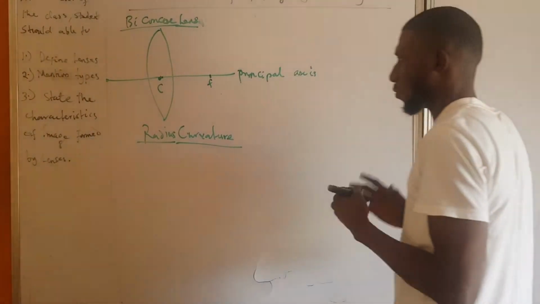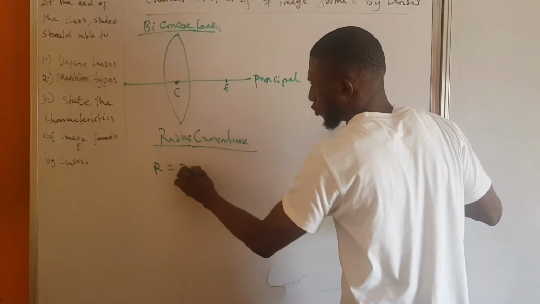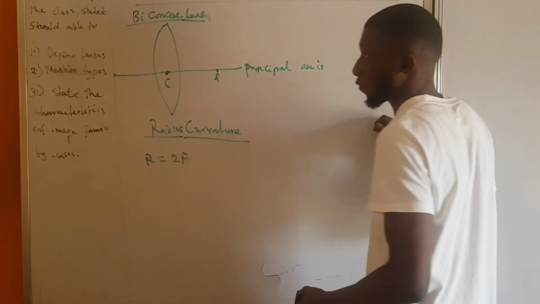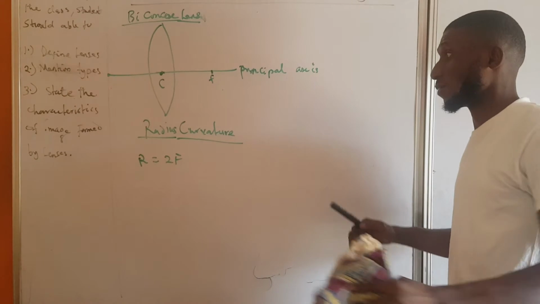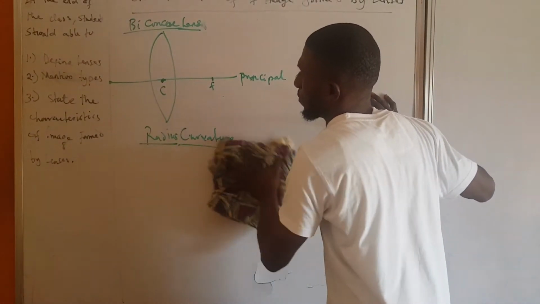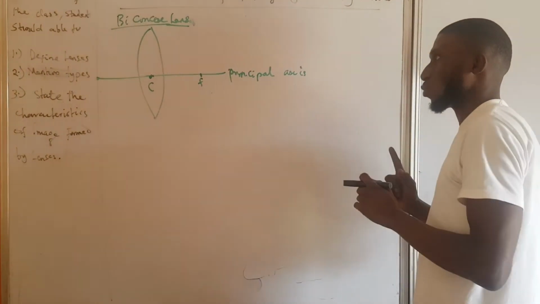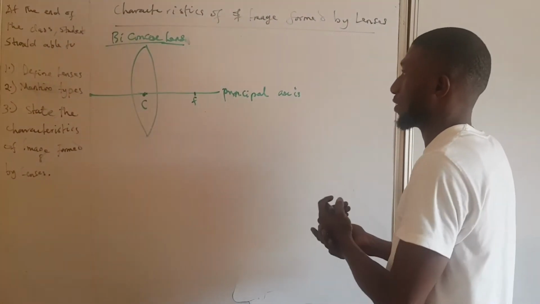Now, how is it related to this one? We have radius of curvature equals 2 focal lengths, which means that focal length is half of the radius of curvature. Now, if you want to start predicting the characteristics of the image formed when they pass through these lenses, we have different cases. What if it is placed here? What if it is placed here?